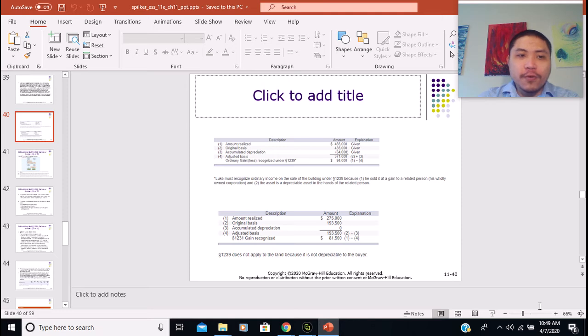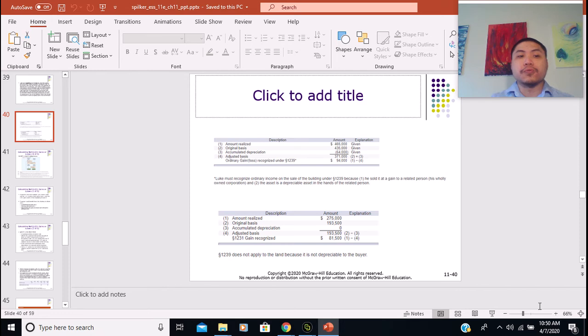So today we will continue with our chapter 11. Last time we already talked about how to recapture section 1231. We talked about how to recapture section 1231 for each of the subsets of the section, right? So we talked about section 1245 and section 1250, right?